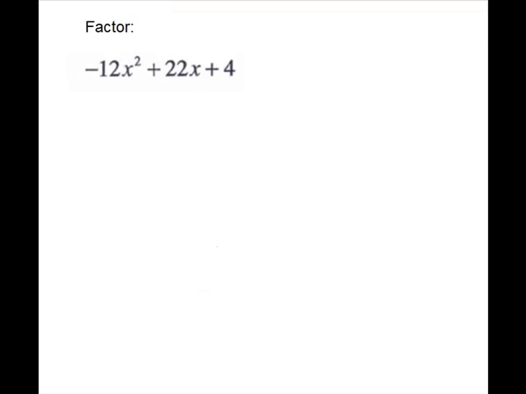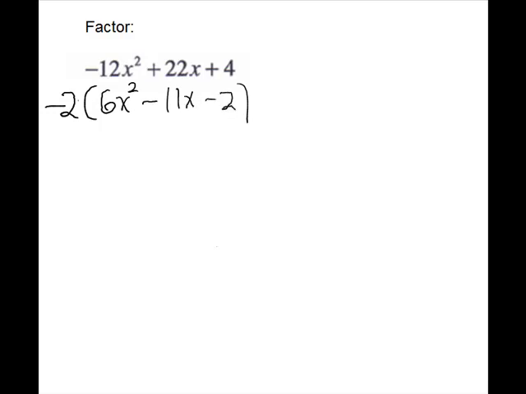For this problem, first of all, it starts with a negative. So we are going to take that negative out as a GCF. But also notice they are all even. So there is at least a common factor of 2 in there. 2 is actually all we can do because there's no 4 in this one. So we're going to take out a negative 2 GCF to start the problem. That will leave us 6x squared minus 11x minus 2.